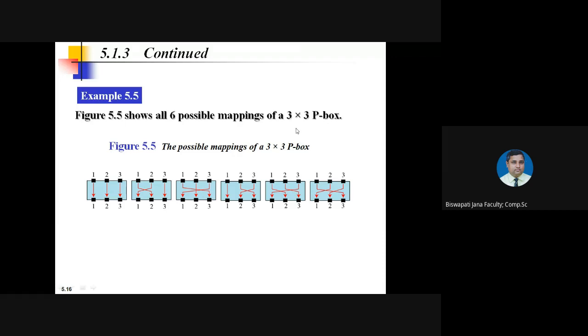Suppose you have taken a 3 cross 3 P box. Now you can use this 3 cross 3 box in different ways. This is straight, but the places have been changed. See 1, 2, 3. Now 1 has been placed in the second place, or 1 placed in the third place, or 2 placed in the third place, and 3 placed in a different way. In this way there is a permutation by which there are 6 possible mappings you can use for a 3 by 3 box. So for 3 inputs, we can use 6 possibilities.